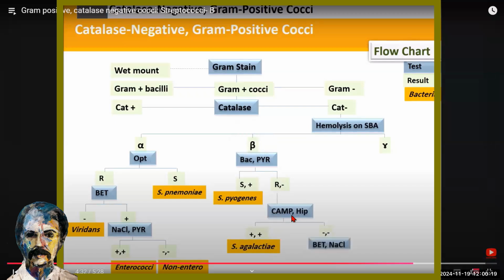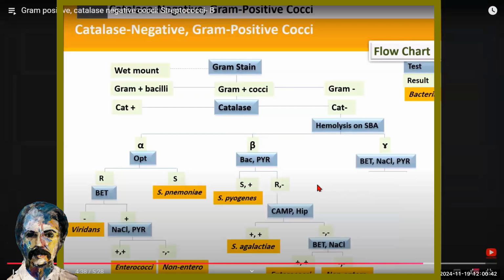If CAMP is negative or hippurate is negative, then you have to go to BIT or NaCl, just like this one here. NaCl, but this one you use BIT. Any of them or both positive, then enterococci. If they are negative, then non-enterococci.